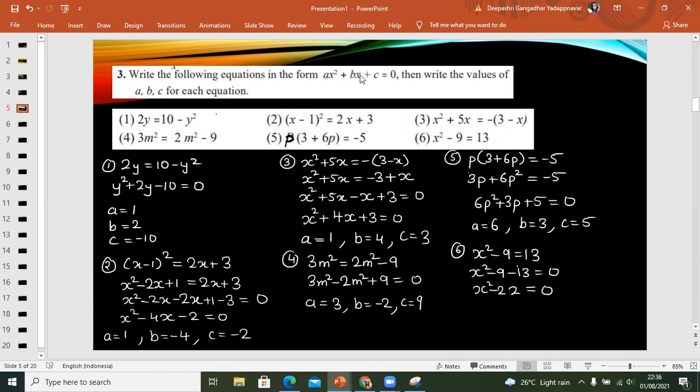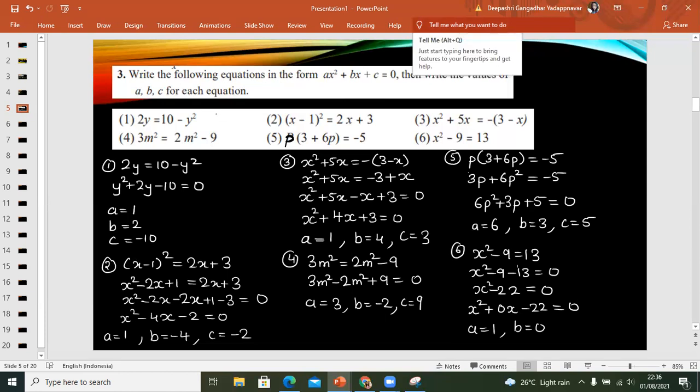Now this is not a quadratic equation. But if you want to write it in the form of a quadratic equation, we can write it as x² + 0x - 22 = 0. Now we can write a equals 1, b equals 0 because there is no x term here, and c value as negative 22.